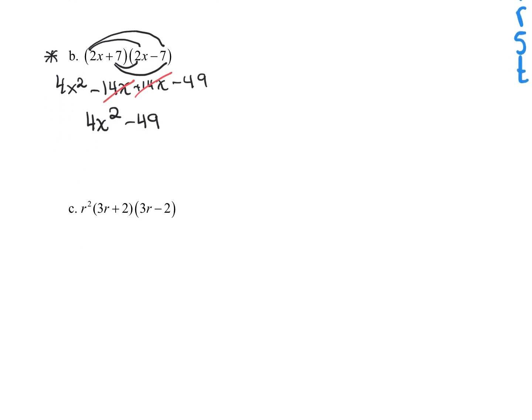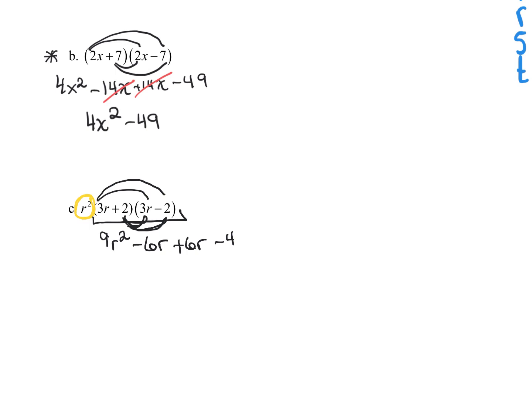Okay. This last one, we're not going to forget about this guy up front, okay? We're going to do that last, but we're going to do first the multiplication of the two binomials. So I'm going to do my first. I'm going to get 9r squared. And then I'm going to do my outsides. So 3r times negative 2 is negative 6r. Then I'm going to do my insides and get plus 6r. Then I'm going to do my last right here like this and get minus 4.